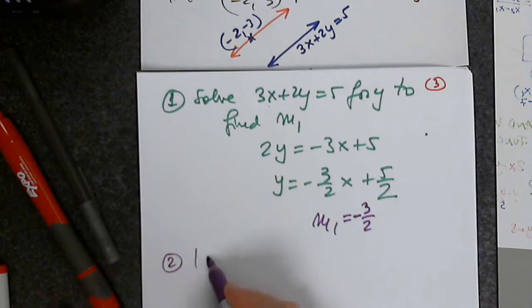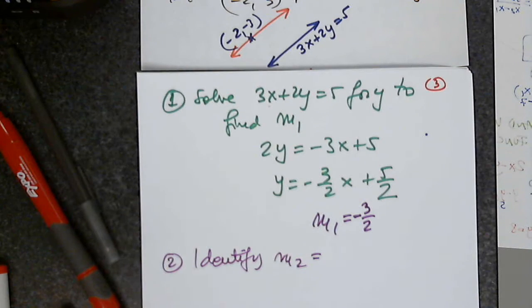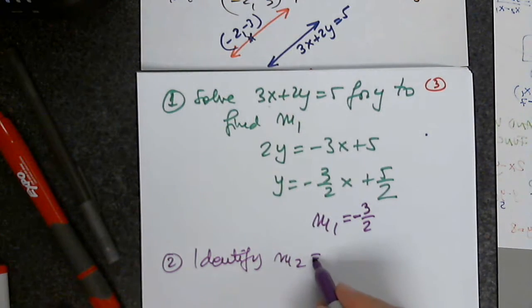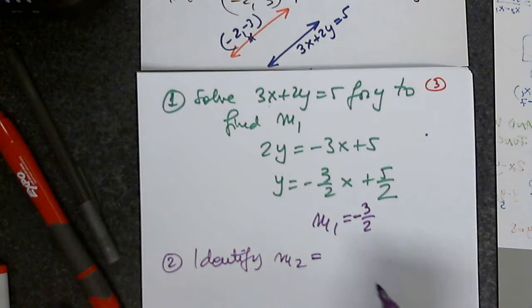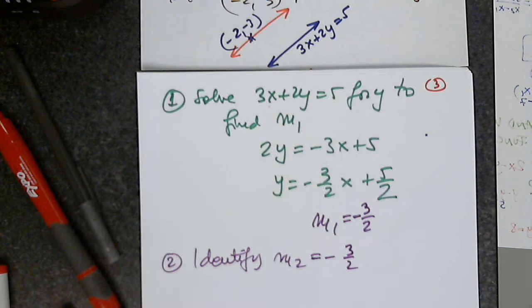we identify m2. Can anyone give us m2 in this situation? Anyone else? Negative 3 over 2. It's the same. Yes. They are the same, right? It has to be, indeed, negative 3 over 2. It has to be the same. They're parallel. Good. Very good.